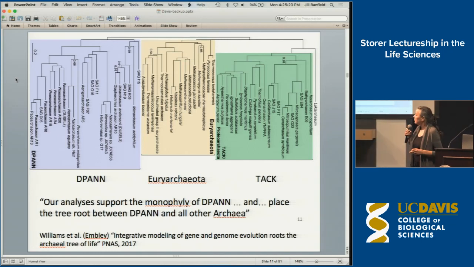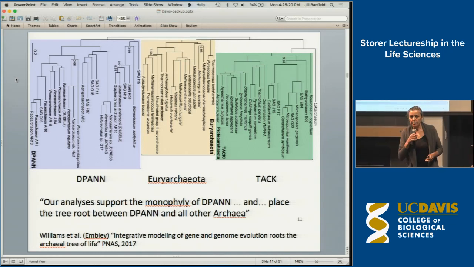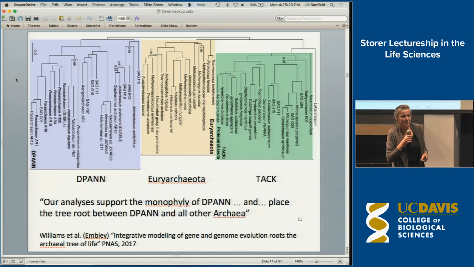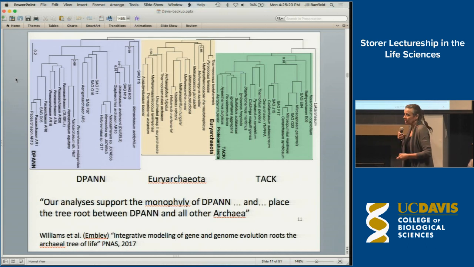More recently, Tom Williams, working with Martin Eberle, did a phylogenetic analysis with much superior skills than we could possibly have been able to bring to the task, and was able to make some conclusions regarding the monophyly of DPAN. I do think this is still an open question, but these authors concluded our analyses support the monophyly of the DPAN and place the tree root between DPAN and all other archaea. So this is making this group a pretty interesting group, I think.